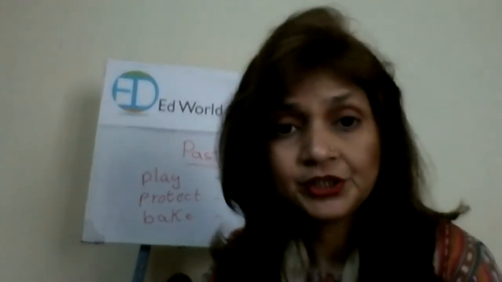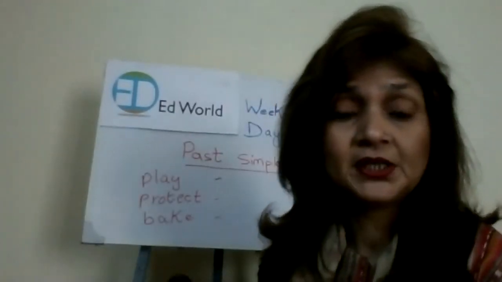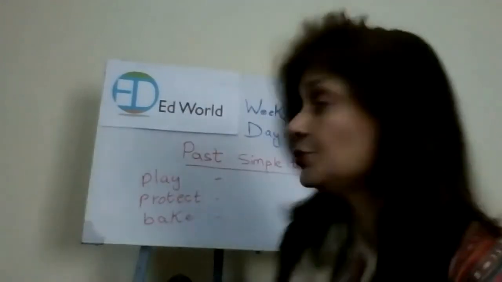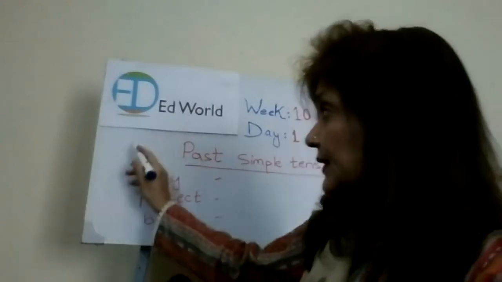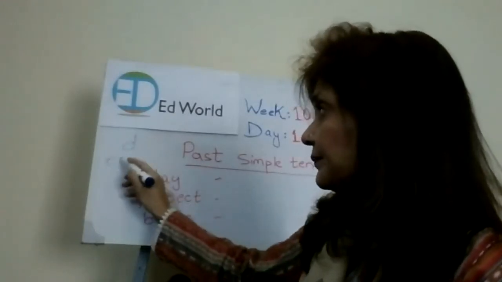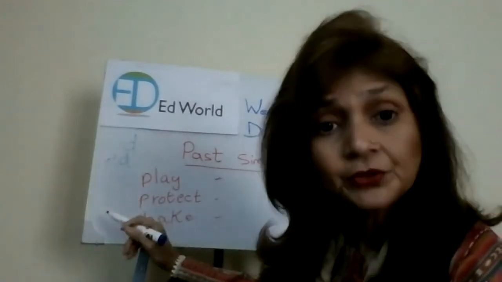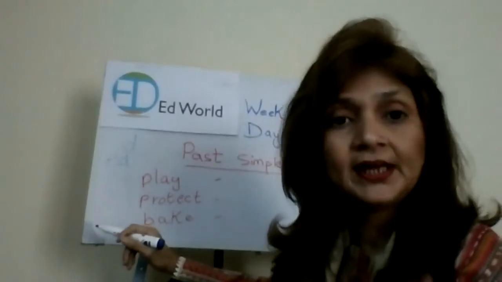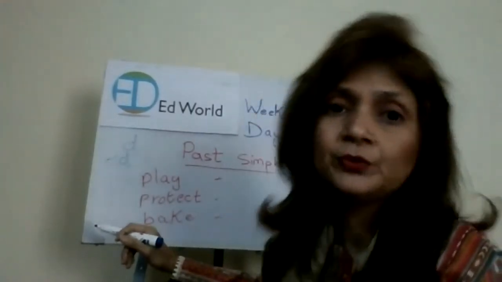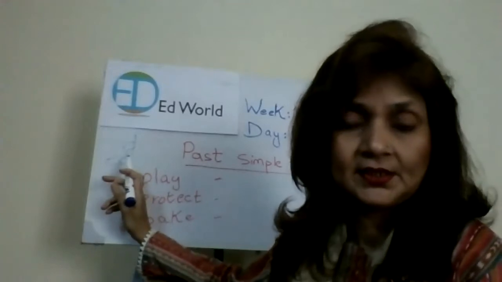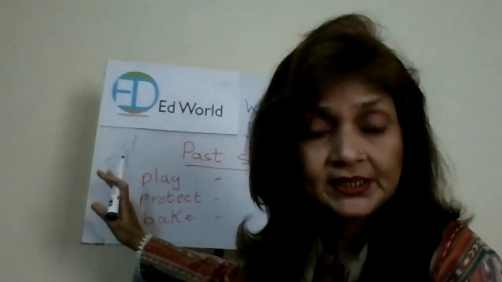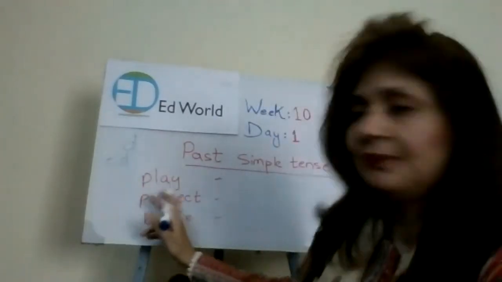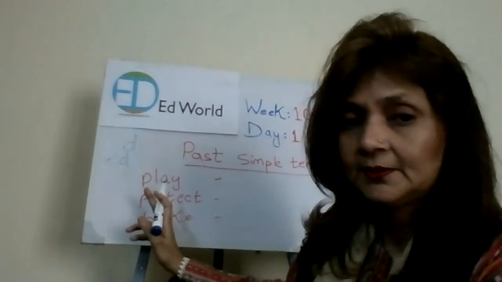Now, when you are going to write down, change the verbs into past tense, when you're talking about past tense, what are you going to do? Now, you have to add D or ED. Now, how are you going to add D or ED? Suppose the verb already ends with E. Over there, you just have to put a D. But the verbs which do not end with E, there you have to put ED.